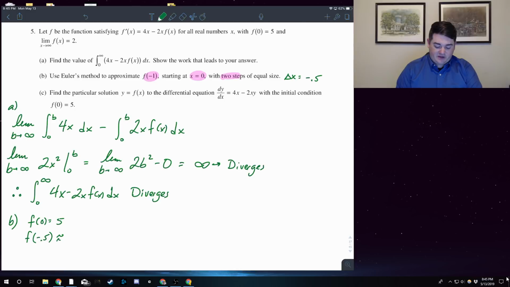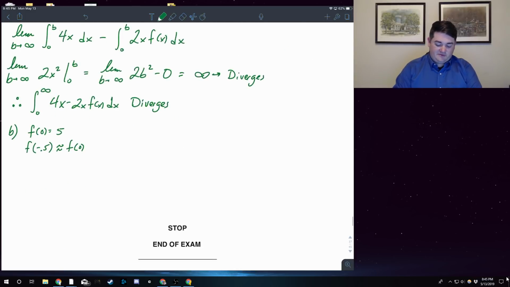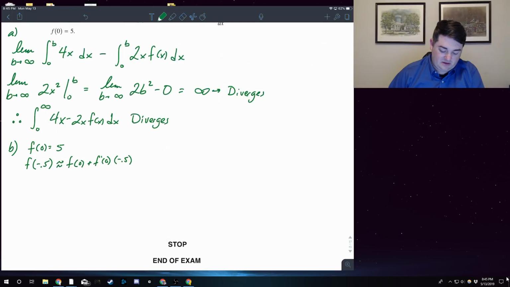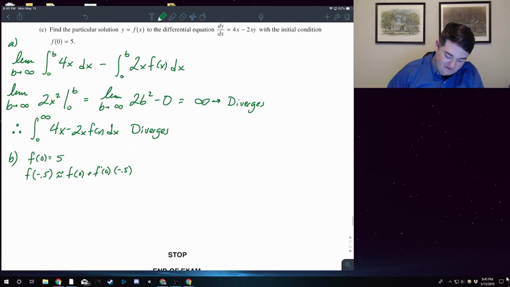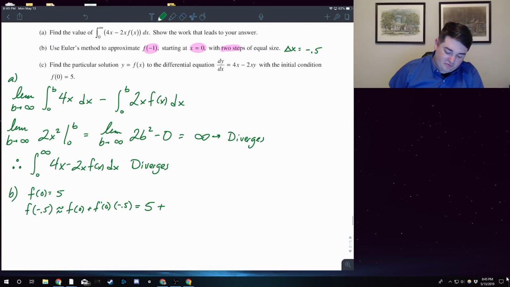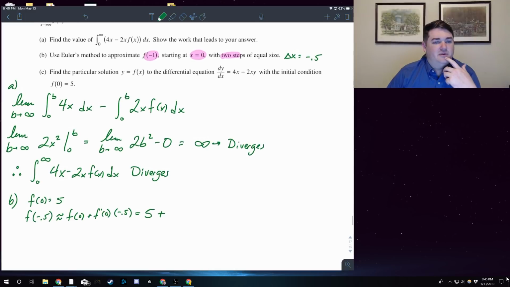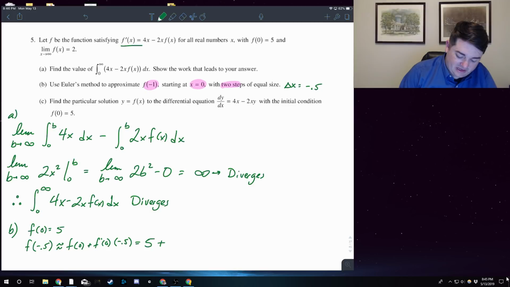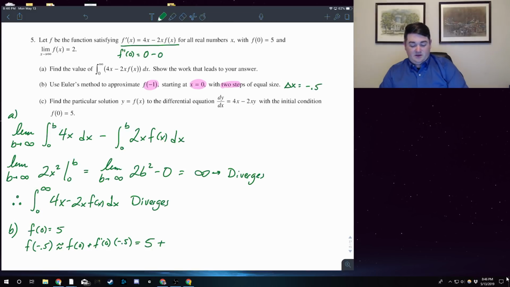f of -0.5 is approximately f of 0 plus f prime of 0 times -0.5. f of 0, they gave me that initial condition up here, is 5, so that equals 5 plus f prime of 0. How am I going to get f prime of 0? I've got my function for f prime of x up here, so f prime of 0 would be 0 minus 0. Great. So 0 times -0.5, and f of -0.5 equals 5.